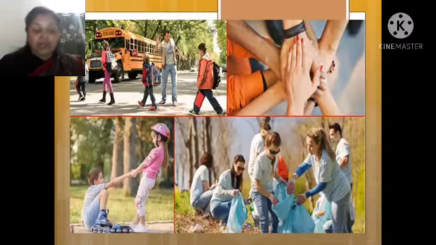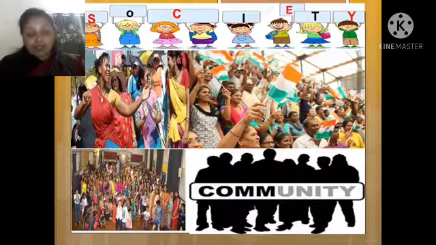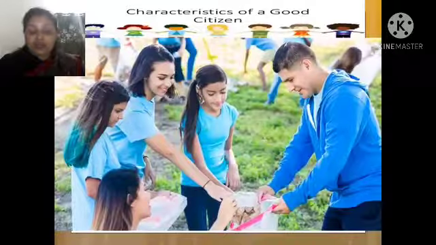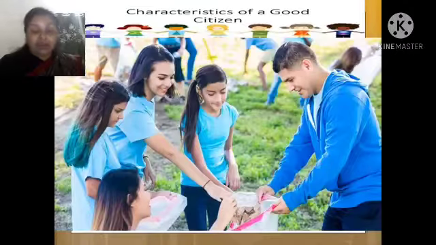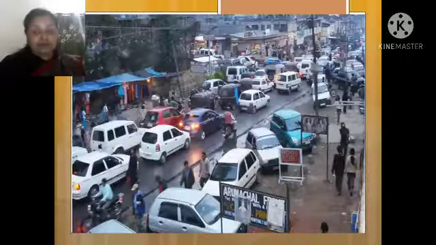Then, we have to pay taxes regularly. In a democratic country, one must pay taxes, which are a contribution to the government required for the overall development of a country. Then we have to obey the laws also. Just as all the citizens of a democratic country must follow the laws of the nation, as it helps the government maintain peace and order within the country.